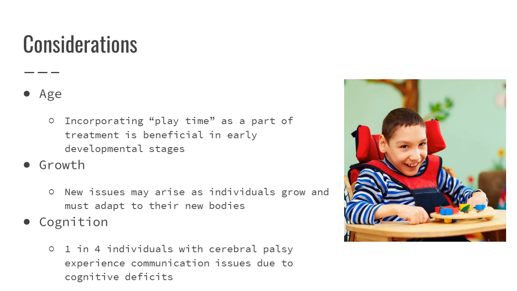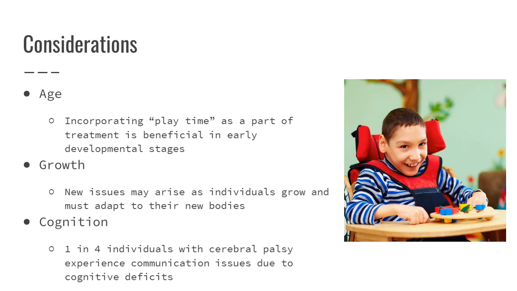Second consideration is going to be growth. Just like any individual, as you grow, you're going to have to adapt to your new body, and you're going to have to learn new motor patterns in order to efficiently and effectively move your body about. This is going to be especially prominent in individuals with cerebral palsy who are already experiencing gait difficulties. So you need to take that into consideration and know that it may be a little bit more of a challenge as they have to adapt to this new body they're growing into.